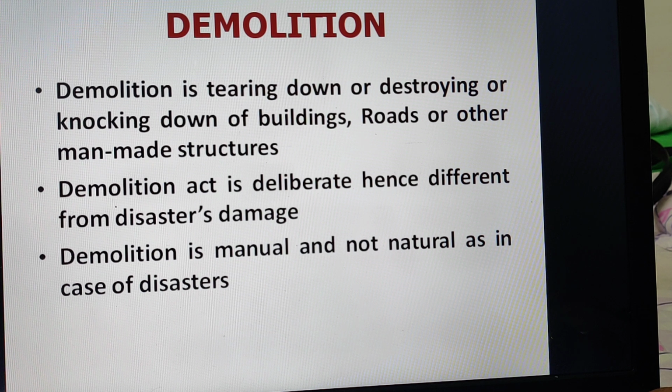It means that if damage is occurring due to natural disasters like earthquakes, then it is not considered as demolition. Demolition is manual, and manual includes equipment also, and not natural as in case of disasters.